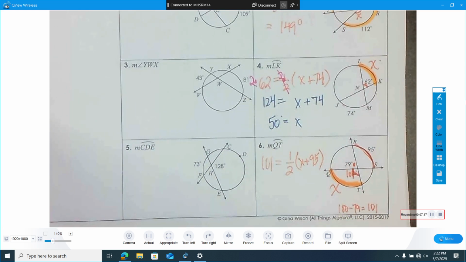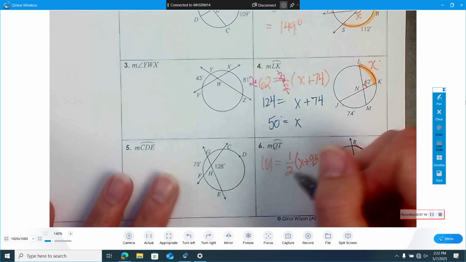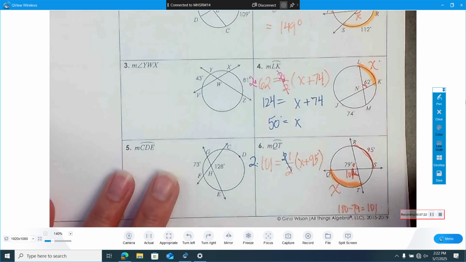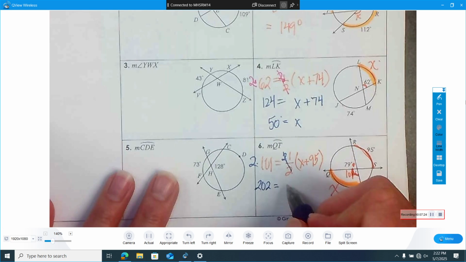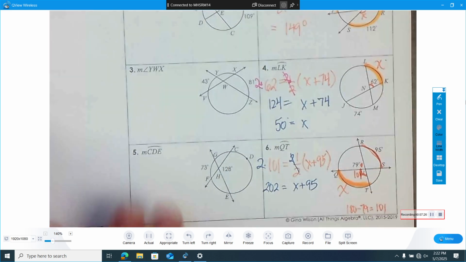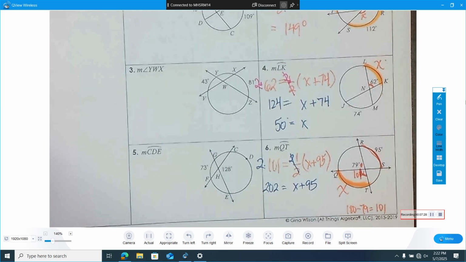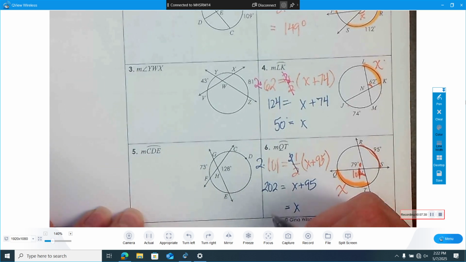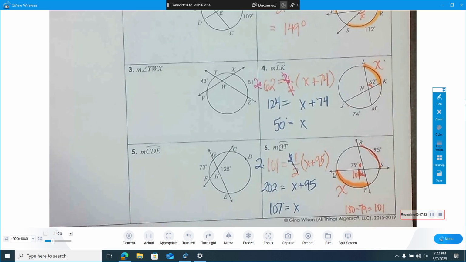All right, how do you want to deal with the 1/2? Times by 2 on both sides. So we get 202 equals X plus 95. And subtract 95, we get 107. Beautiful.